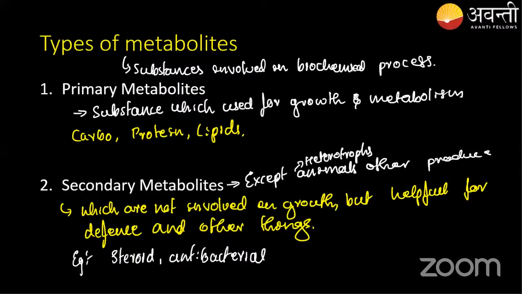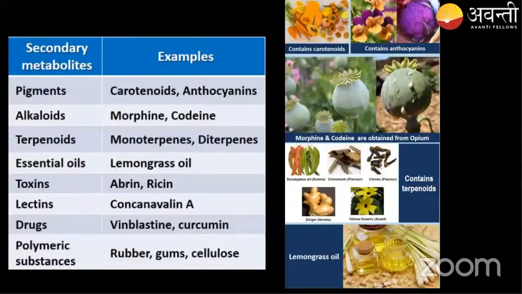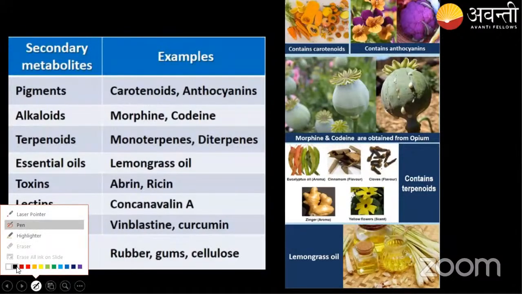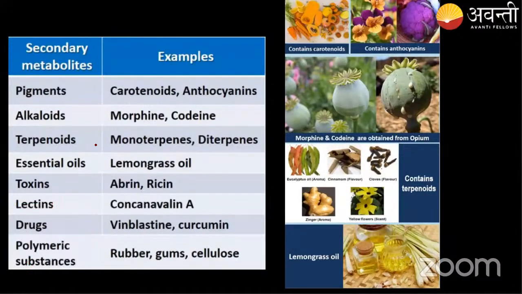They also go through different kinds of processes. We will see some of the secondary metabolites here. We divide secondary metabolites into different categories chemically, so chemically we divide them into several categories. If you see pigments, pigments means which give the colors. It's a secondary metabolite. It is never useful for growth.